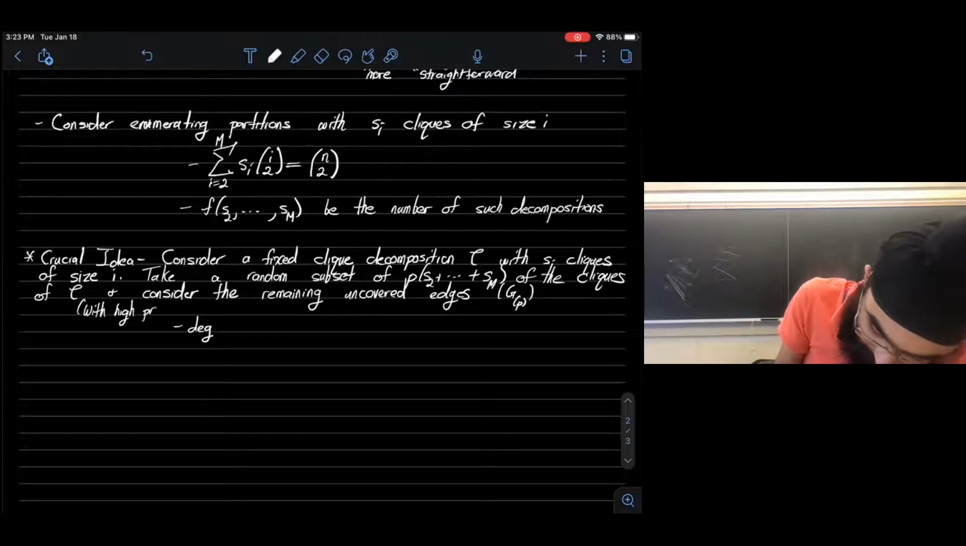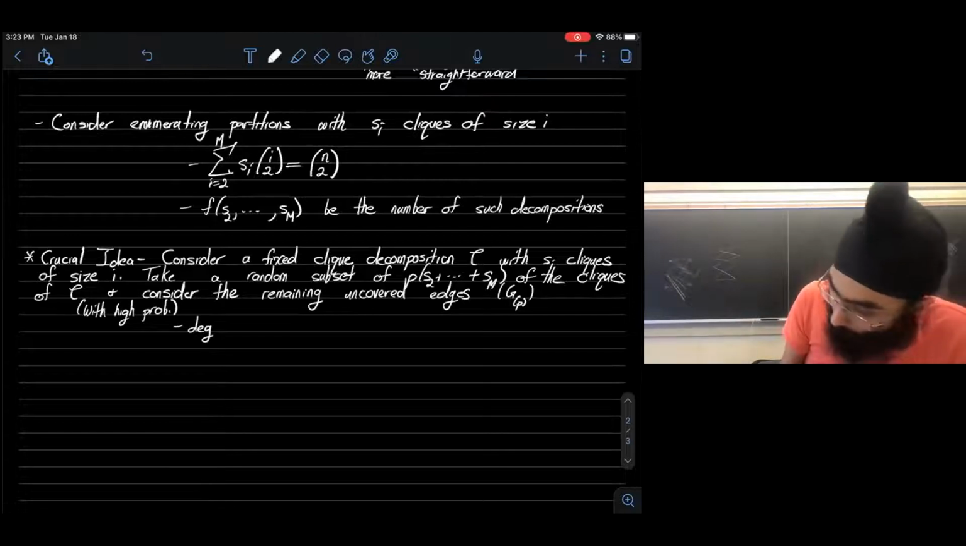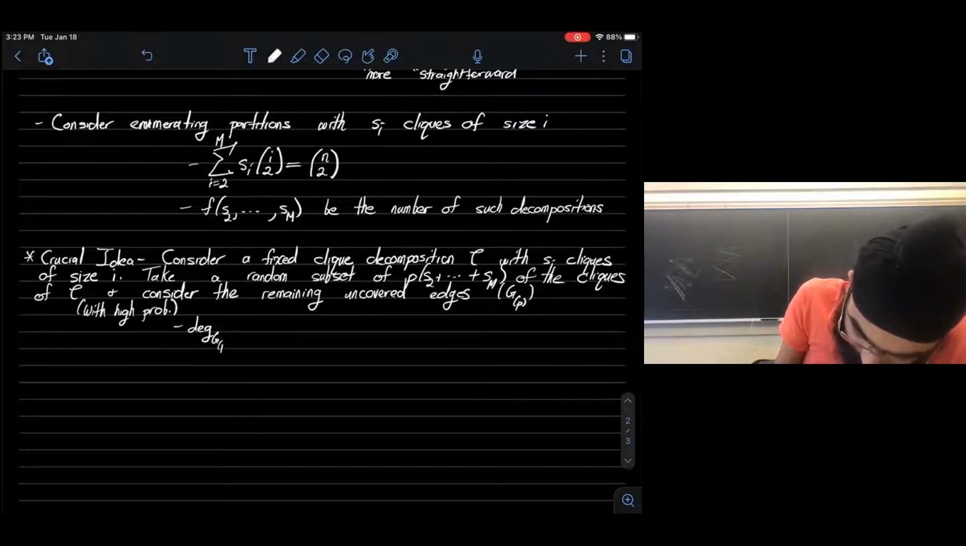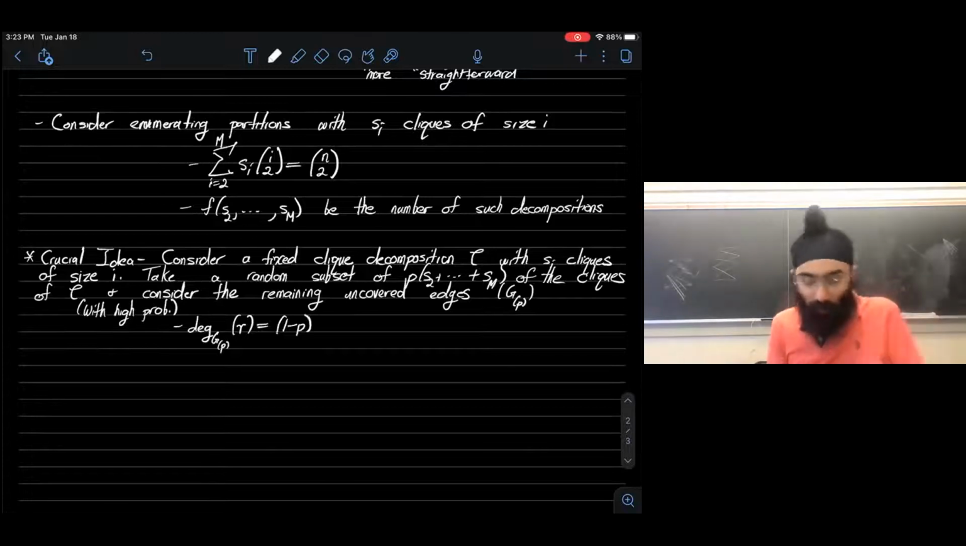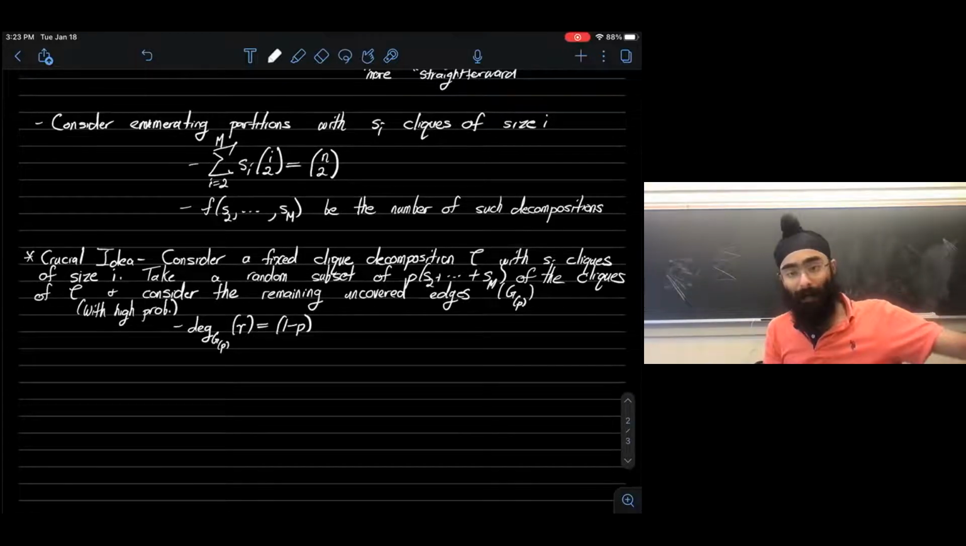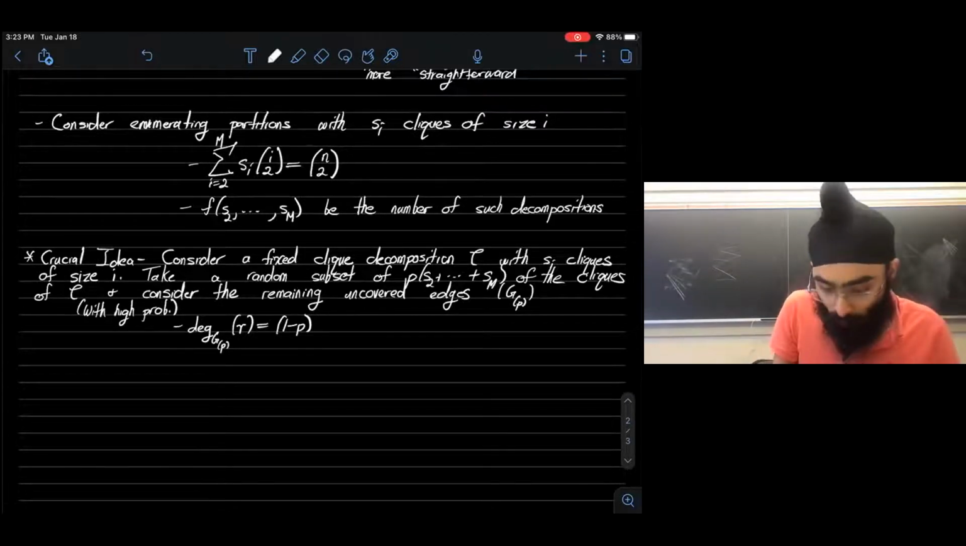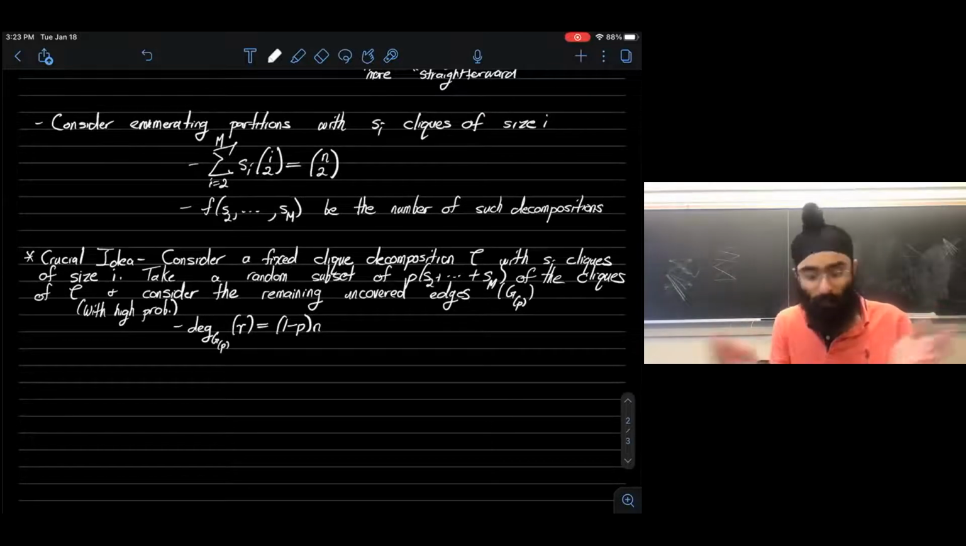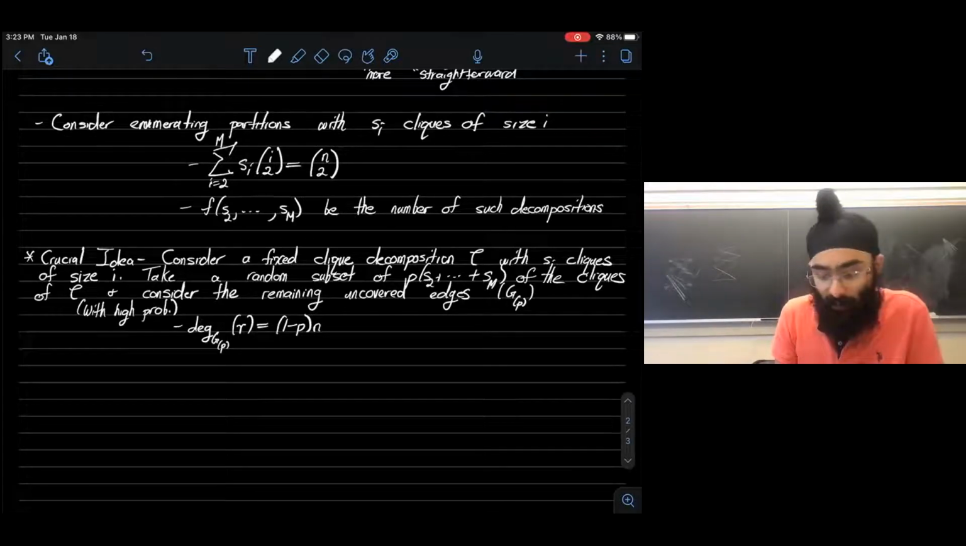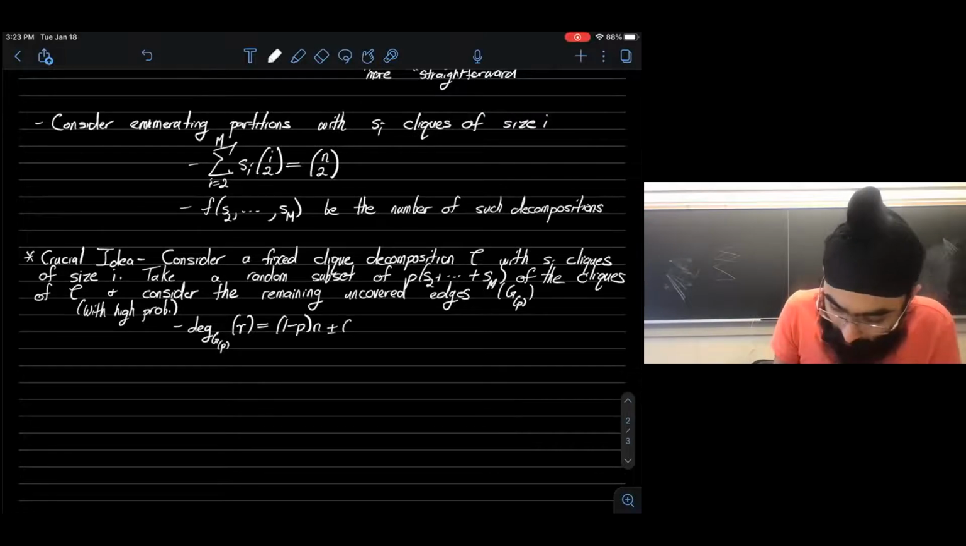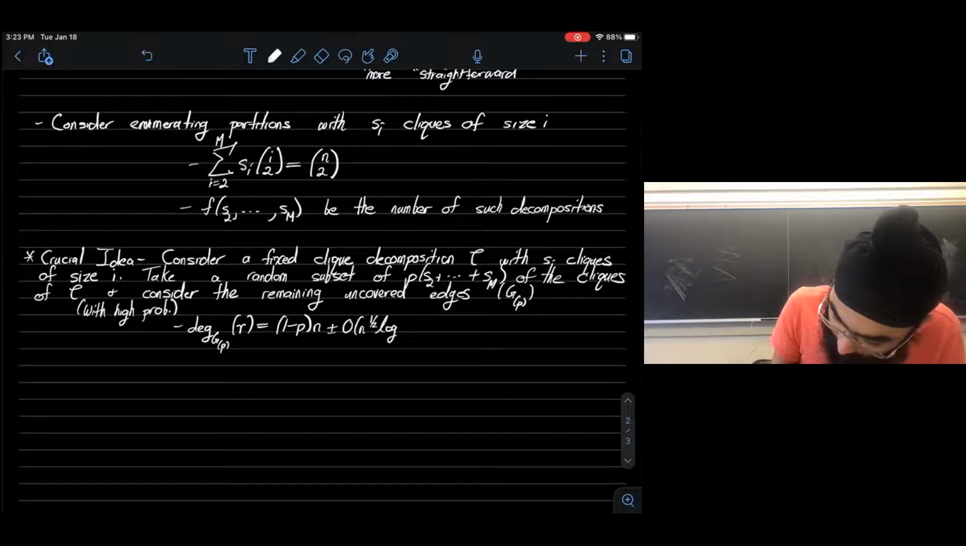Because of the random choice of cliques, with high probability the degree in G_p of every vertex v is roughly what you expect. We keep a 1 minus p fraction of the edges, so you would expect the degree to be (1 minus p) times n. And it turns out that this is true up to some error, plus an error of O of n to the 1/2 log n, for all v.